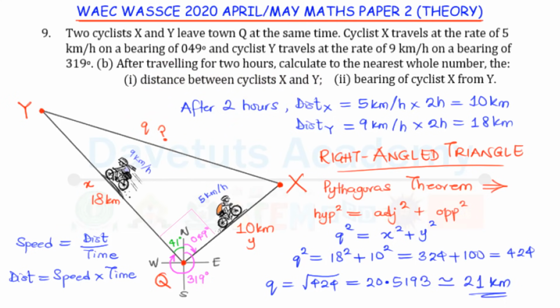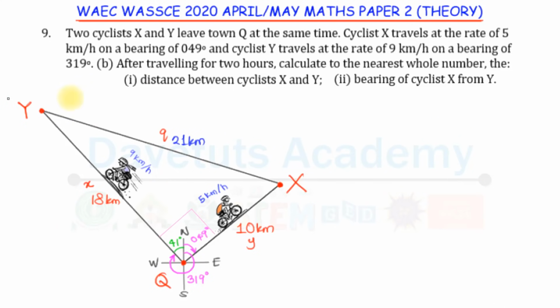And we can reflect on our diagram that this is here that we tagged as unknown. We have now gotten it to be 21 kilometers. I love this question. So now we've gotten the distance between cyclists X and Y to be approximately 21 kilometers.